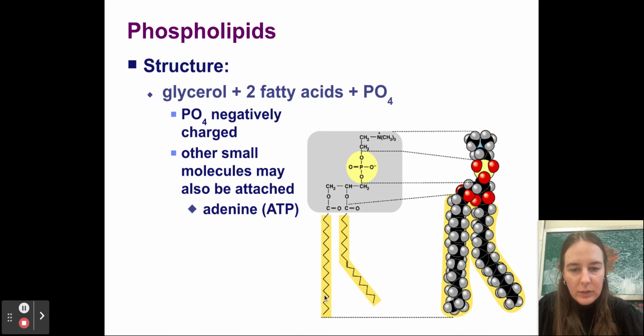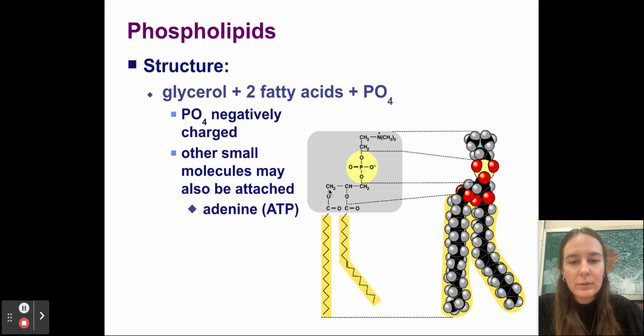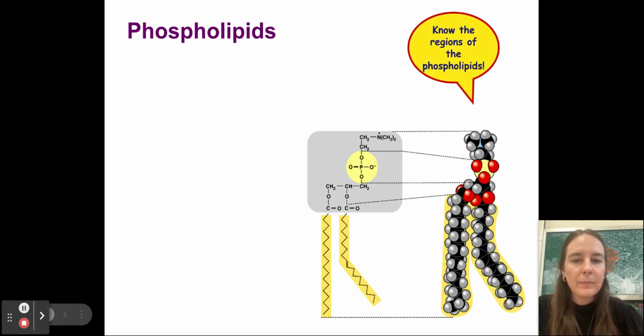So here's one saturated fatty acid chain. Here's an unsaturated fatty acid, because you see there, that's that double bond. Dehydration synthesis connects them to the glycerol, so two here. And then we have a phosphate group on top. That's a functional group: phosphorus, double bond to oxygen, oxygen, oxygen, oxygen. And these oxygens are negatively charged, and that's going to be really important in a moment. Other small molecules can also be attached to phospholipids. We'll talk more about that later.